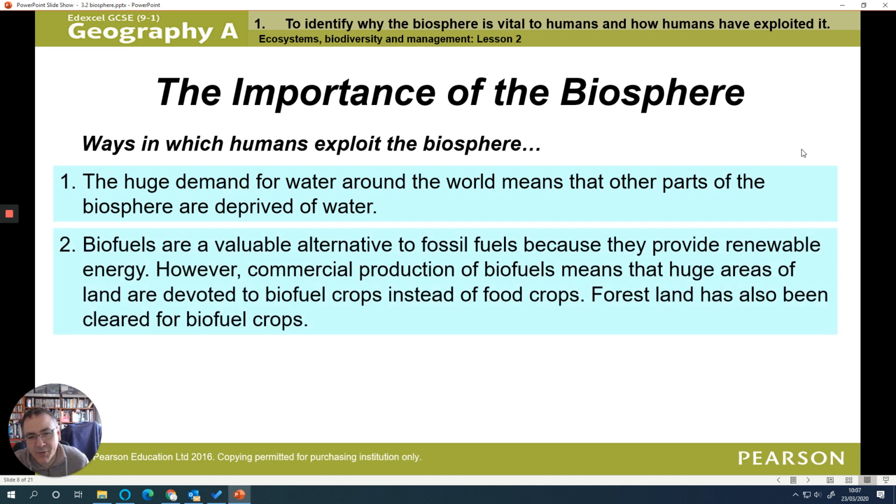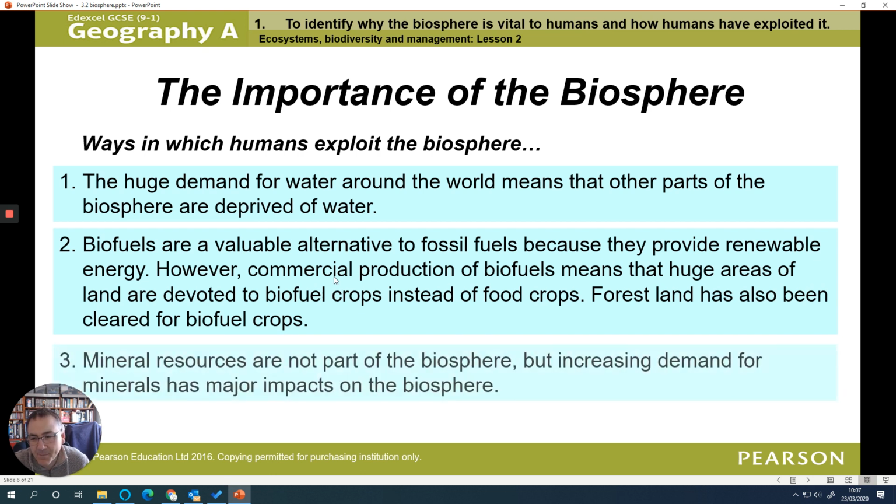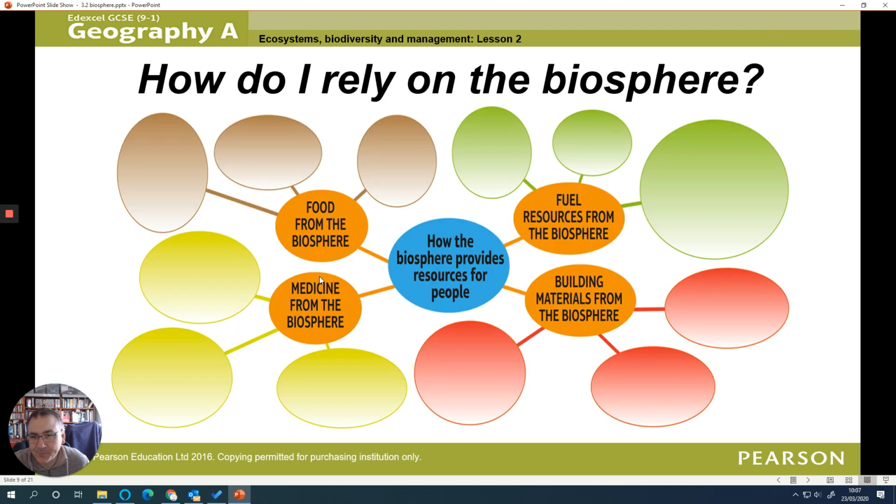Biofuels. So as we try to reduce our impact on the planet through climate change, we're starting to actually grow fuels. We can grow biodiesel, for example. However, that means we then end up destroying areas that might have been forest originally. And of course, minerals. Our demand for minerals has increased massively as we exploit more and more and have more and more products that we need.